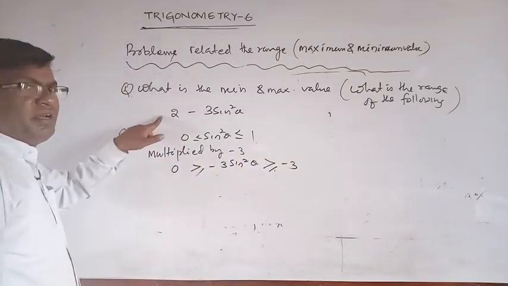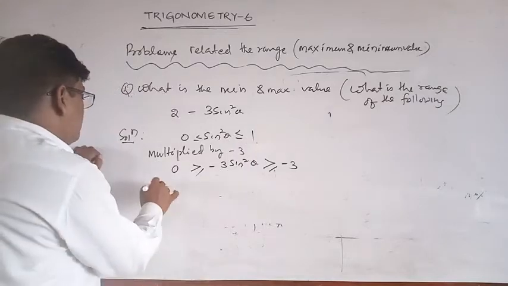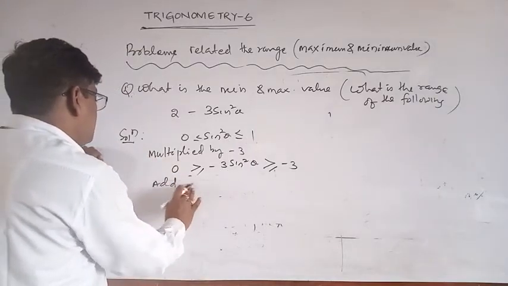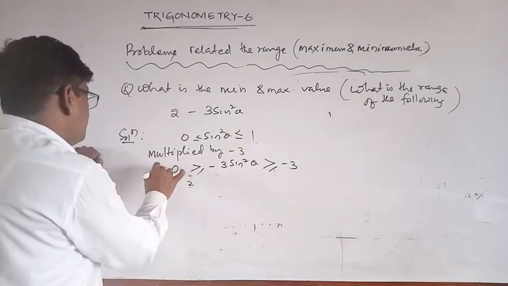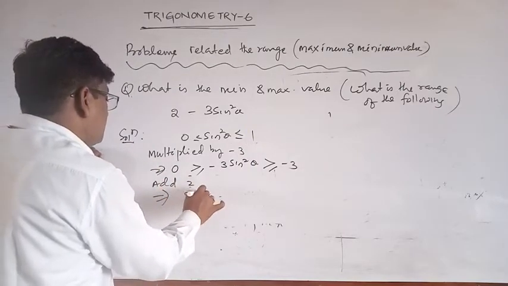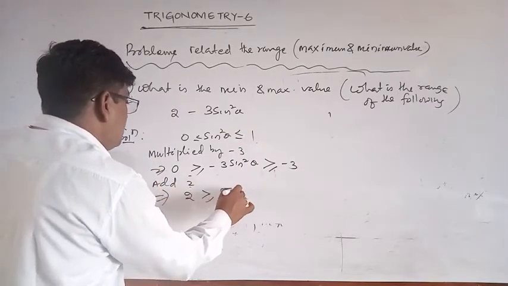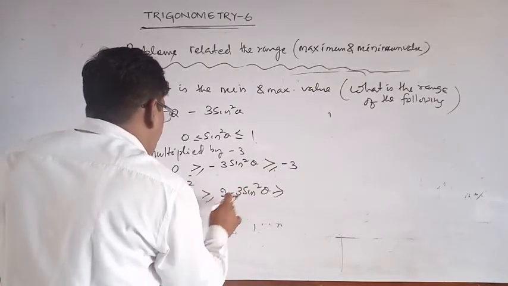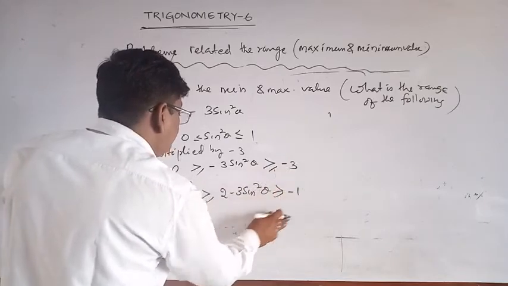Now we require 2, so add 2. Add 2, that implies 2 minus 3 sin square theta is greater than or equal to 2 minus 3, that is minus 1.